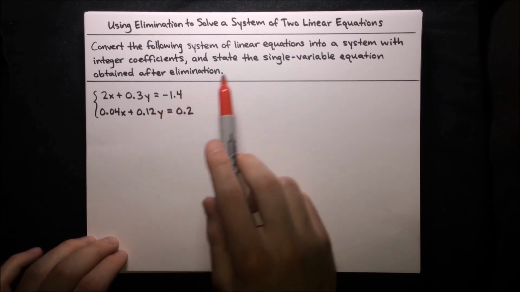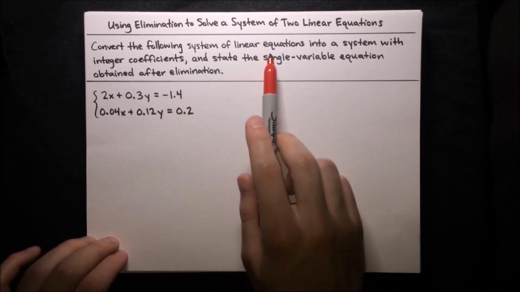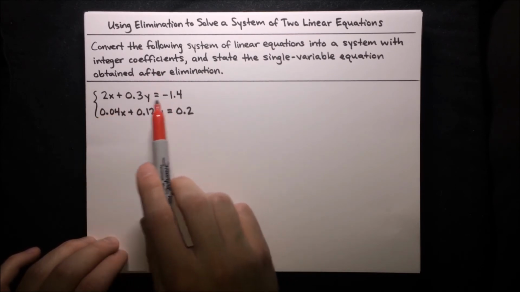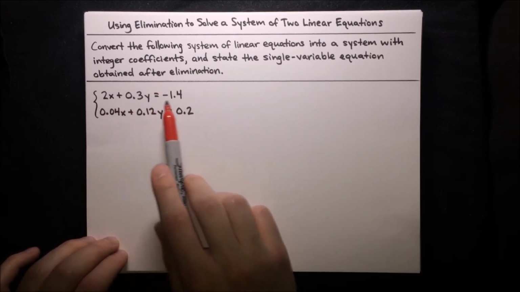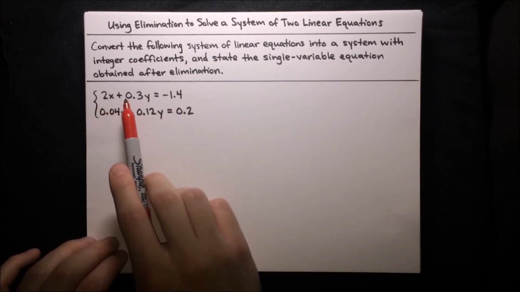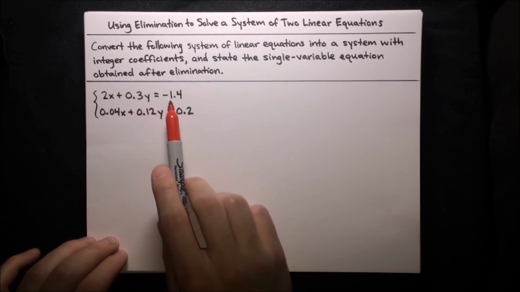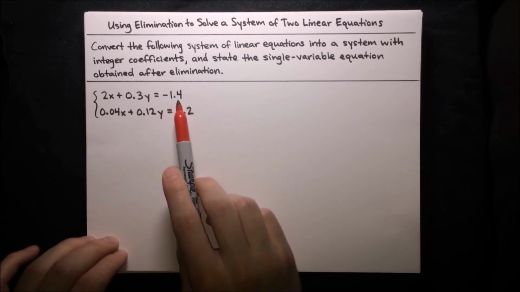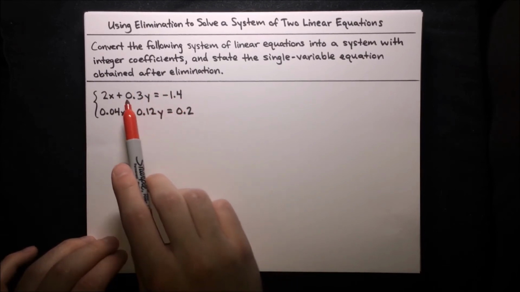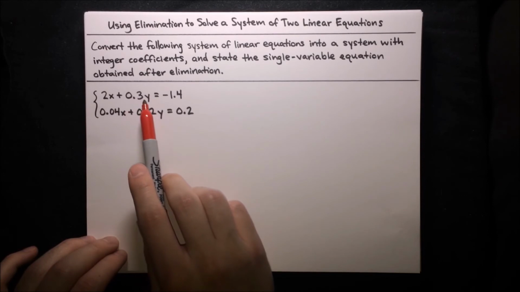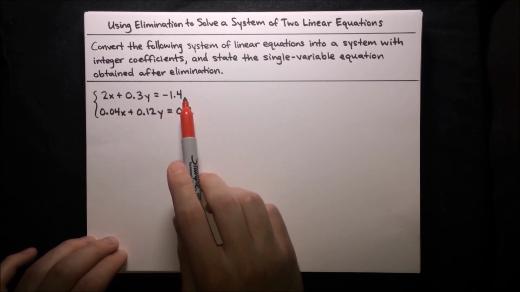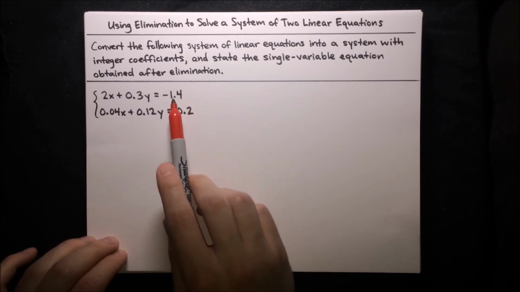So our first step now is to convert this system into a system of equations with integer coefficients. So now let's take a look at each of these equations here and see how we can convert it. So the first equation, this has 2x, that's already an integer, but this 0.3y and this negative 1.4, those are problematic. Now the trick here is just to notice what's the most number of places behind the decimal. Like this 0.3, that only has one place behind the decimal, and this negative 1.4, that also only has one place behind the decimal. So we just need to move the decimal one spot to the right.